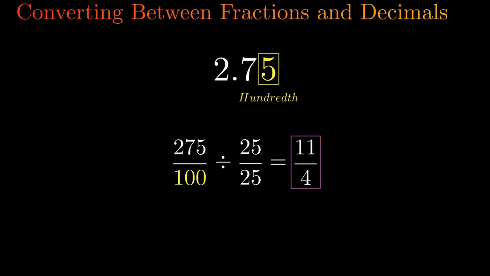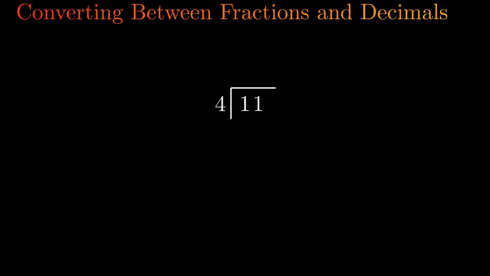Now let's go the other way. Let's turn 11 fourths back into a decimal. Remember, the fraction bar is just a division sign. 11/4 literally means 11 divided by 4. So we set up long division. Does 4 fit into 1? No. Does 4 fit into 11? Yes, it fits 2 times. 4 times 2 is 8. Subtract that from 11 and we have a remainder of 3. Now 4 cannot fit into 3. In the past, we'd stop here, but with decimals, we can keep going.